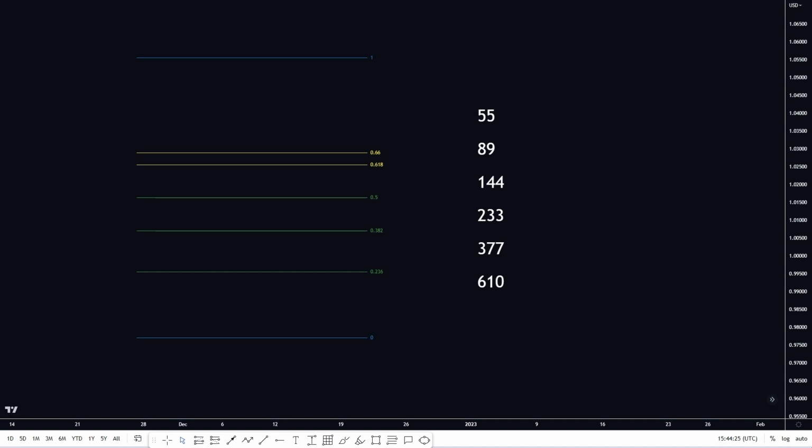Now 233 is the total sum of 89 plus 144. Now 377 is the sum of 144 plus 233, and so on and so on. So it's constantly the sum of the two previous numbers. Now these are called Fibonacci numbers and they're found all throughout nature. You can see Fibonacci numbers anywhere from snail shells to flowers to even galaxies. They all are shown in the style of the Fibonacci numbers.